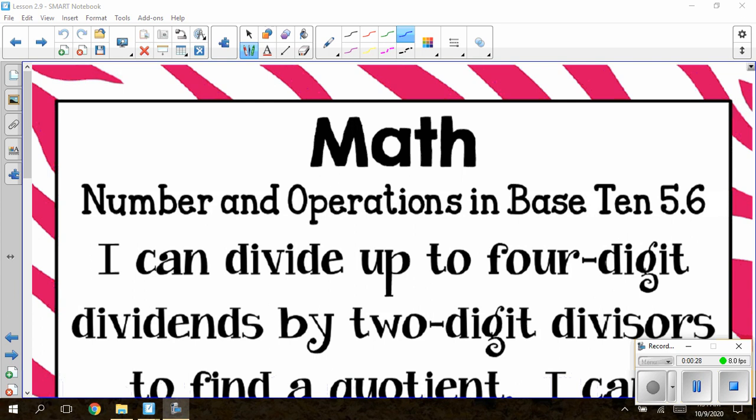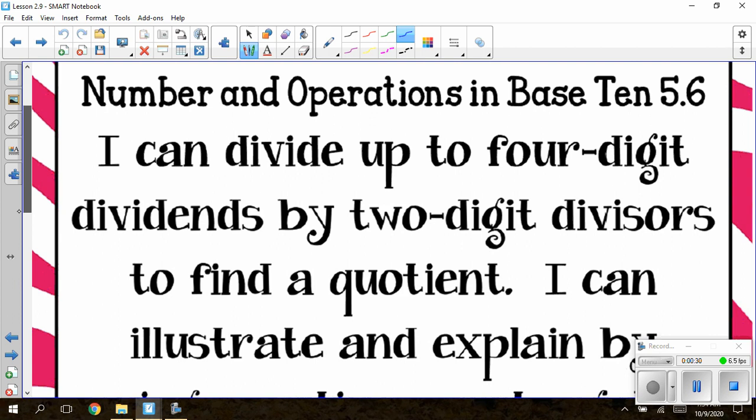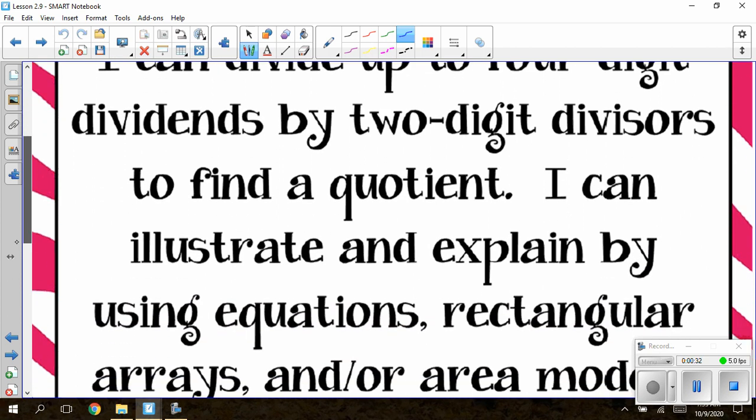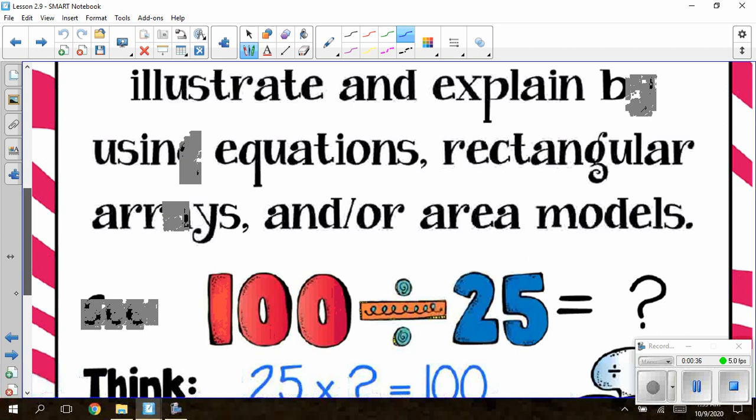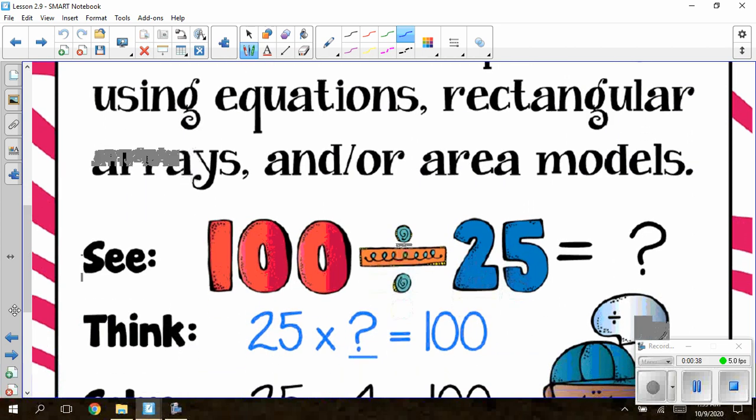This standard states that I can divide up to 4-digit dividends by 2-digit divisors to find a quotient, and I can illustrate and explain by using equations, rectangular arrays, and/or area models. So with our strategy drawing a diagram, we will be using the different picture models to help us solve our division problems.